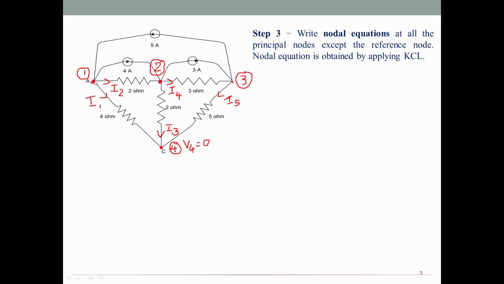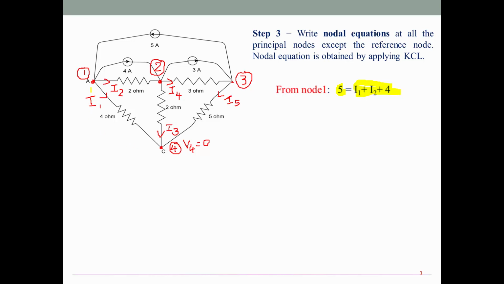Coming to node number 1, there are 4 different branches connected. Among these, the 5 amps current alone is towards the node, and the remaining 3 branches are away from the node. By applying KCL, we may write incoming current is equal to outgoing current, that is 5 amps is equal to I1 plus I2 plus I4. 5 amps is the only incoming current; I1, I2 and I4 are outgoing.